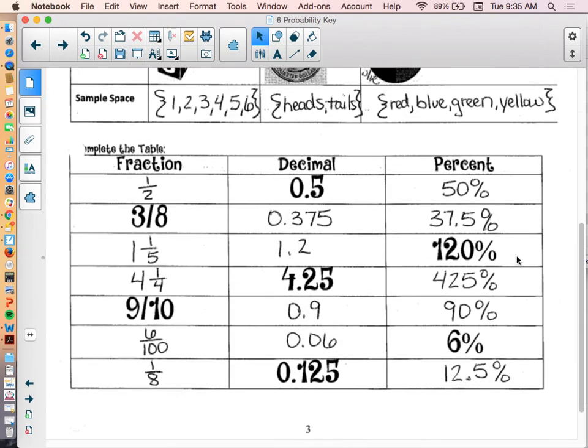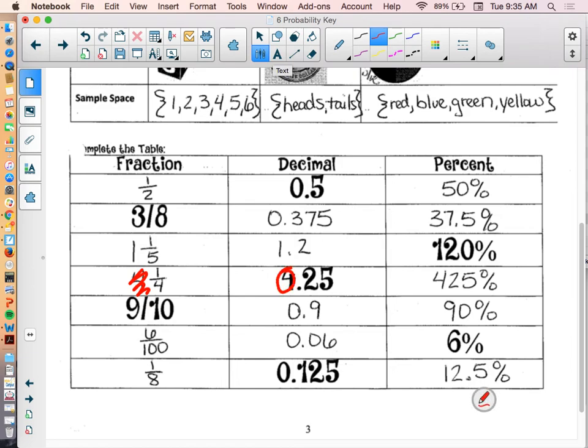Okay, so check your work. This one should say just 1/4. My apologies, I forgot to fix that on the answer key before. So this is just 1/4, 25, or 0.25 or 25 hundredths, and then 25%.